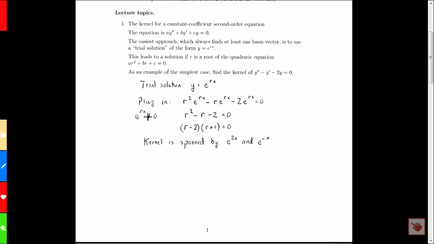Since e to the rx is different from 0, we can safely divide by it. We get the quadratic equation r squared minus r minus 2 equals 0, which factors neatly into r minus 2 times r plus 1 equals 0. So the roots are r equals plus 2, r equals minus 1, and the kernel of the equation is spanned by the 2 independent solutions, y equals e to the 2x and y equals e to the minus x. You can plug them in and try them out for yourself if you like.